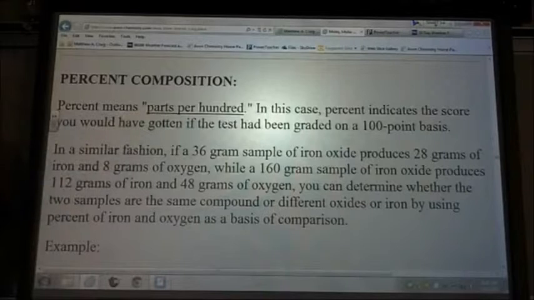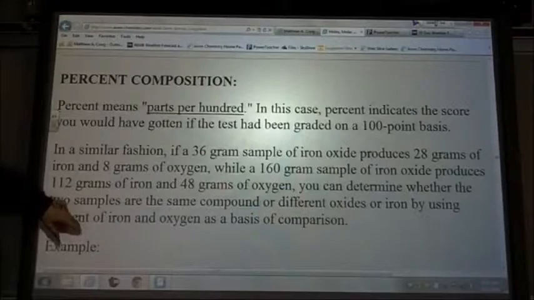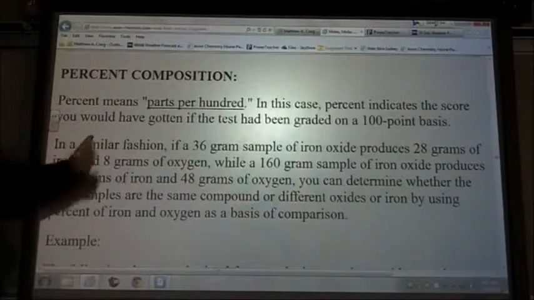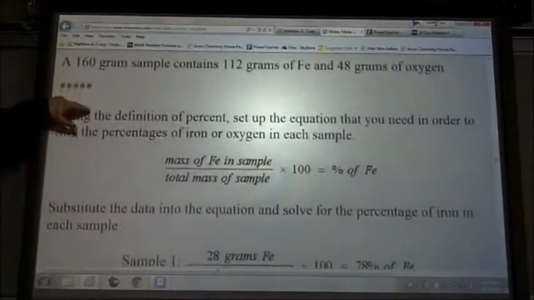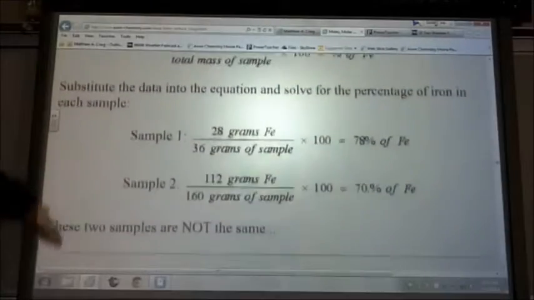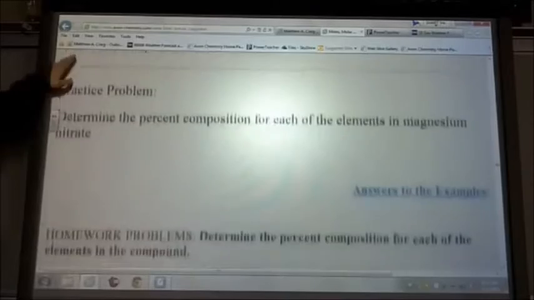Per 100 you could do. And actually what I'm doing, and this is really simple once you have done one of these, is that we're going to look at what the percent for each element is in a compound. That's essentially just what that's all about. So let's go right to the practice problem.